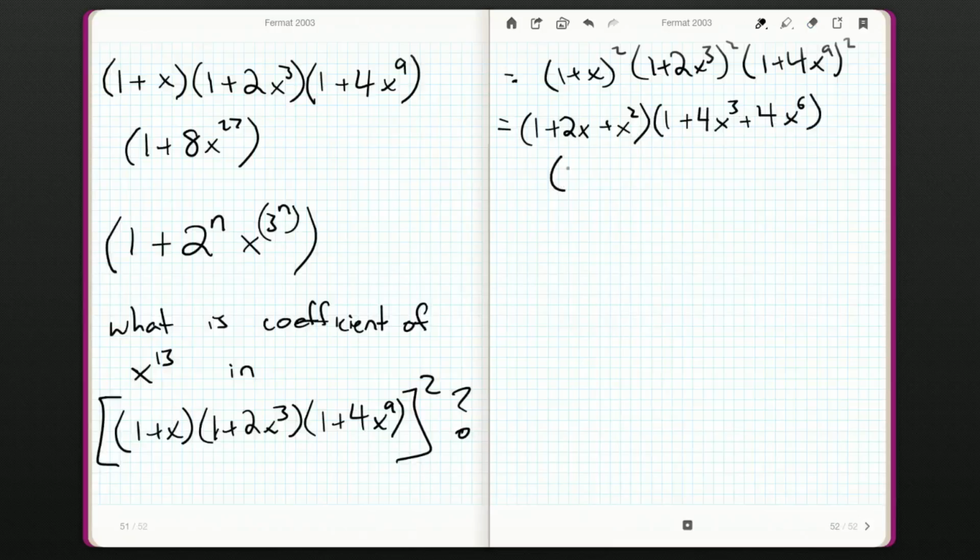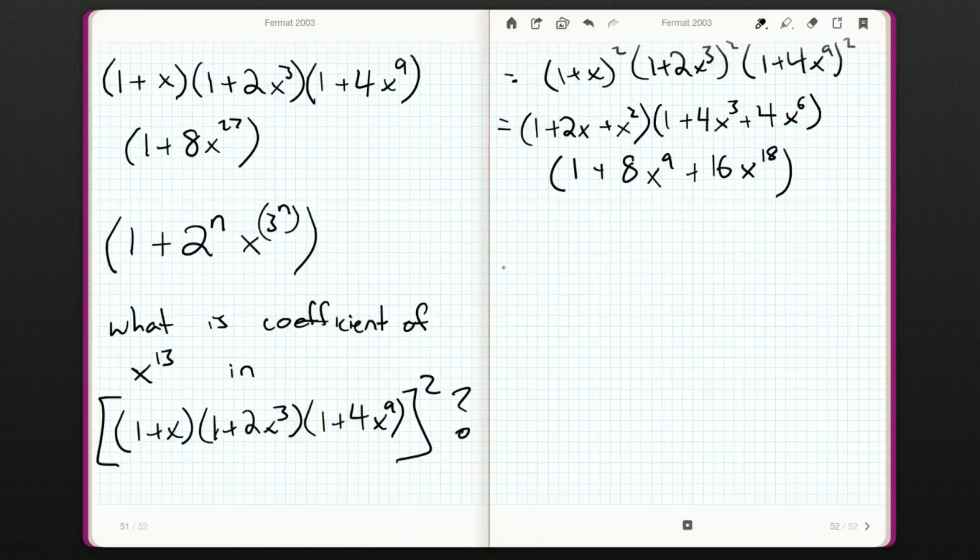And as I'm doing this, I should always be mindful: are there any other patterns I'm seeing that I could take to the big case? 1 plus, it'll be 2 times 4, which is 8, x to the 9, plus, and then I'll have 16 x to the 18. Okay.